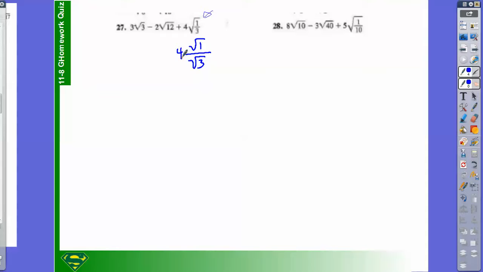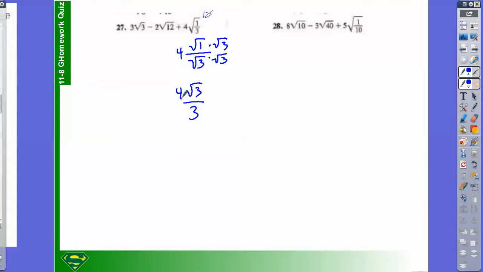And in order to rationalize the denominator, we know we have to multiply by the square root of 3. And so we'll end up with square root of 3 times the square root of 3, which is 3. Square root of 1 times square root of 3 is square root of 3. And we still have 4 of them.